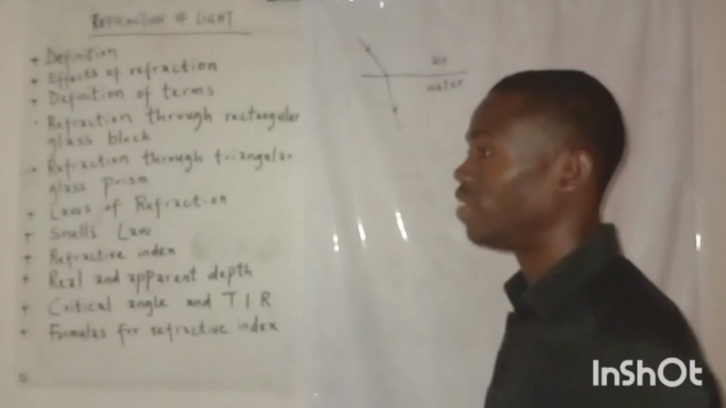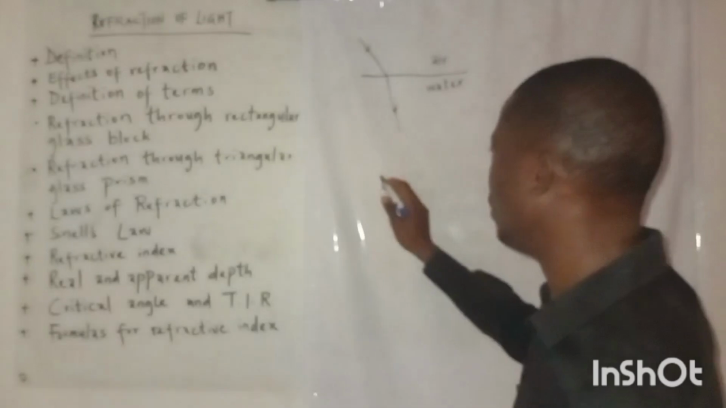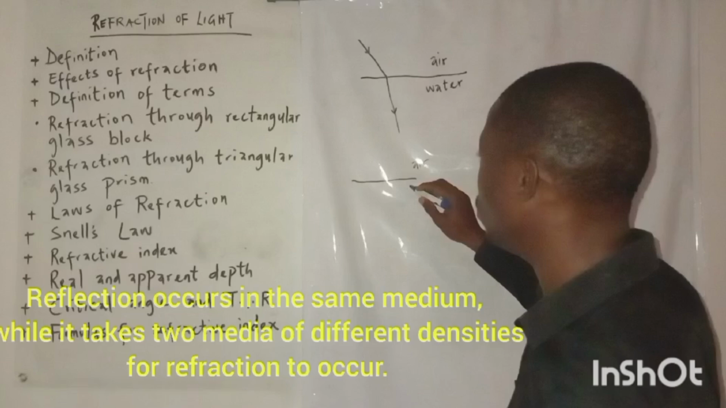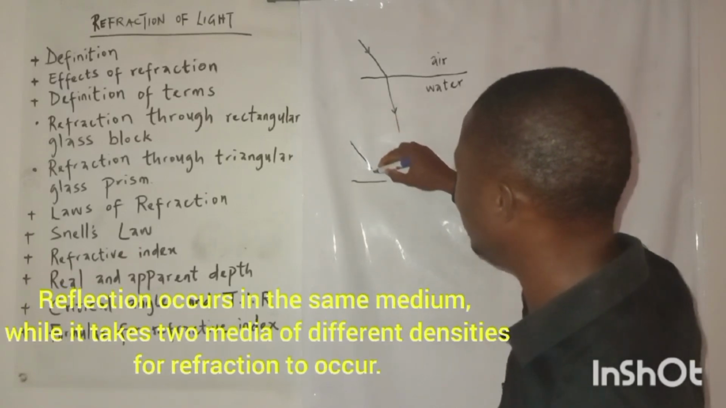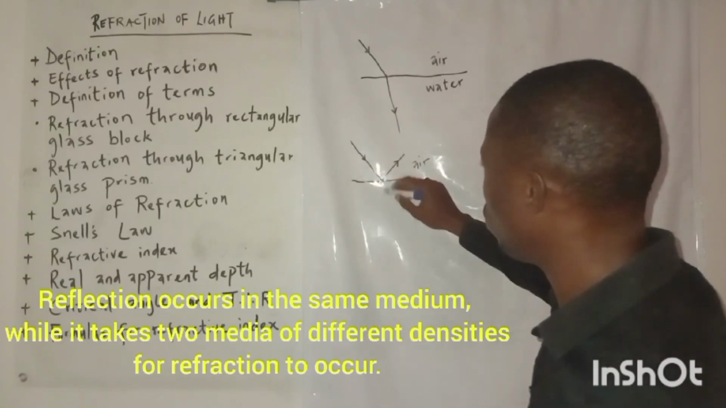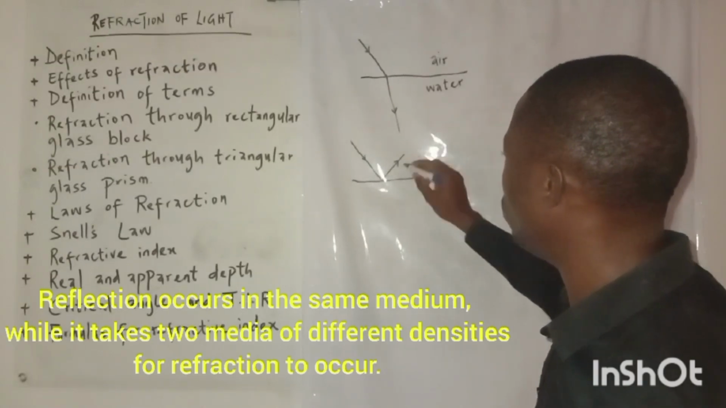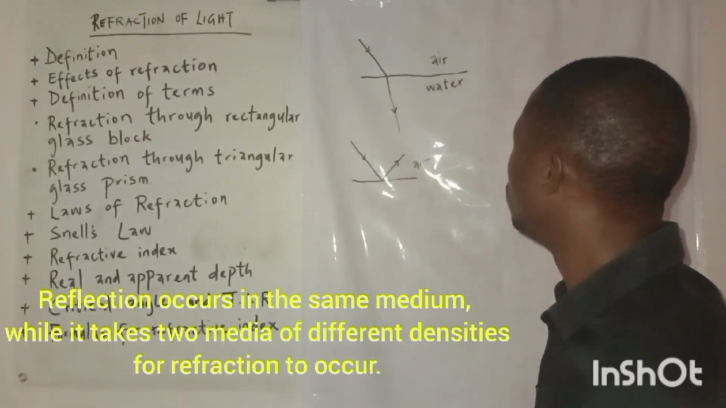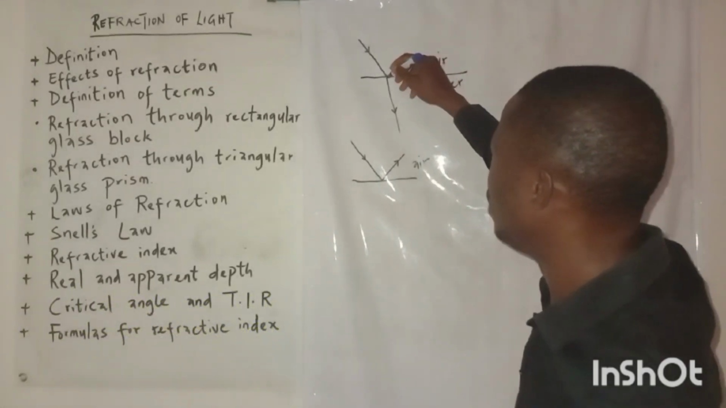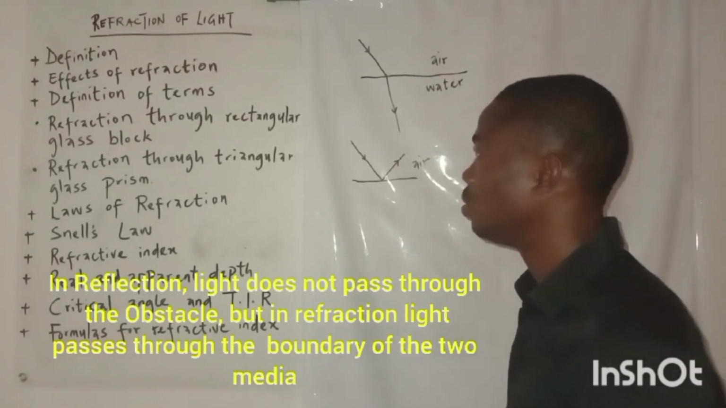Now, how is refraction different from reflection? You may have heard of reflection. Reflection occurs in the same medium. So if light is traveling in air and it hits an obstacle, it will change direction. It does not cross, it does not pass through the obstacle. It changes direction and it is still in the same medium, still in air or in water. But refraction has to do with two media, and the light ray crosses the boundary. So that is it for reflection and refraction.